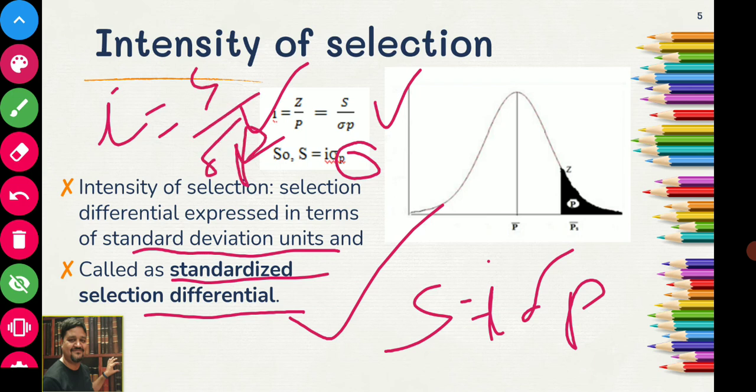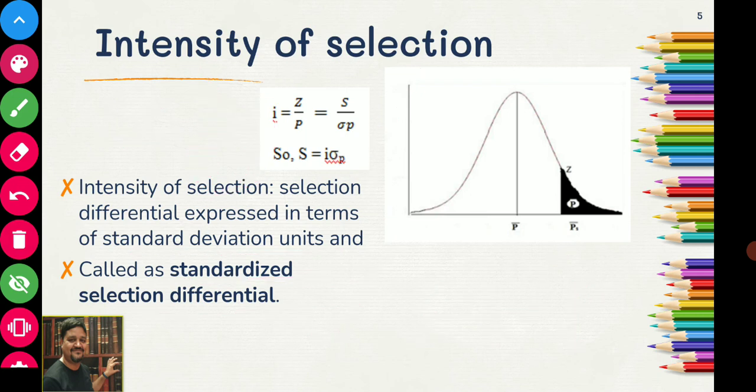So S by sigma P means standardized, this is the phenotypic standard deviation, and S is the selection differential. So intensity of selection is called the standardized selection differential. Okay.